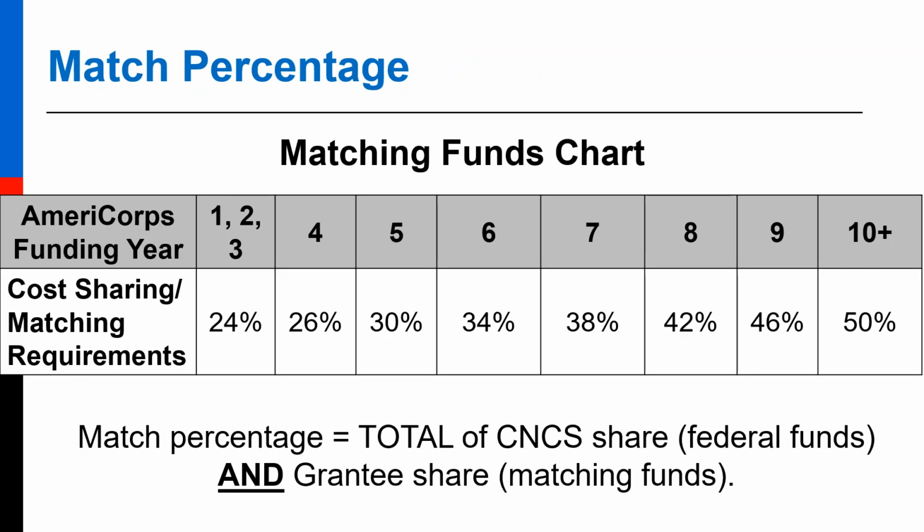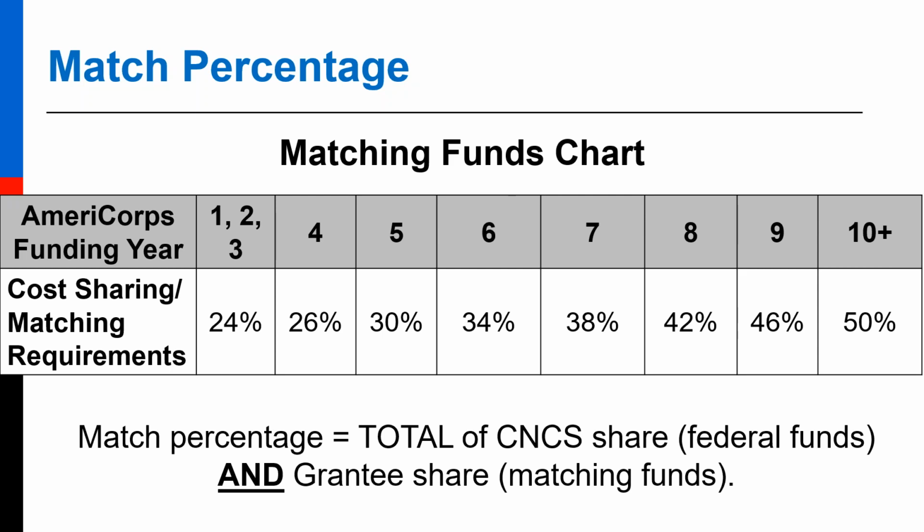So as we just discussed, all cost reimbursement budgets are required to include grantee share or match funds. And CNCS requires that applicants of this budget type match at a specific rate depending on how many years they've had an AmeriCorps program. The match percentage for a new program is 24% through year 3. And then beginning in year 4, the match increases annually until year 10, where it reaches a maximum of 50%.